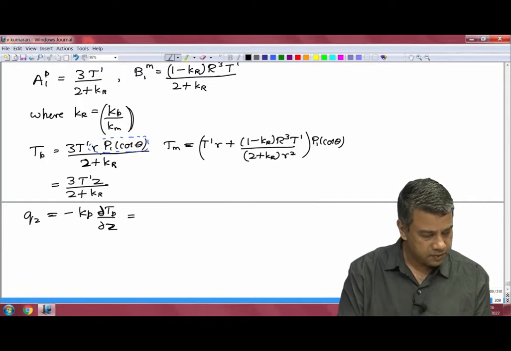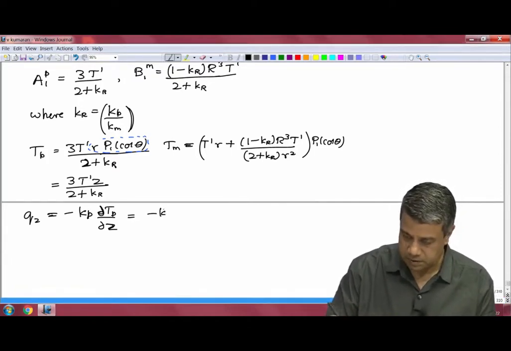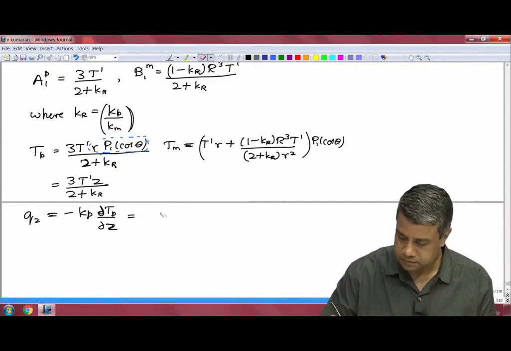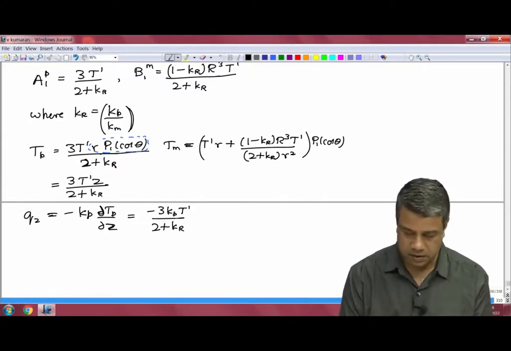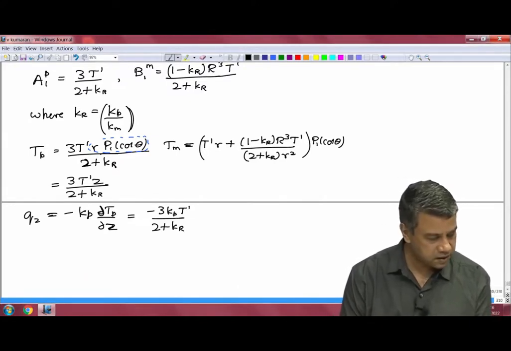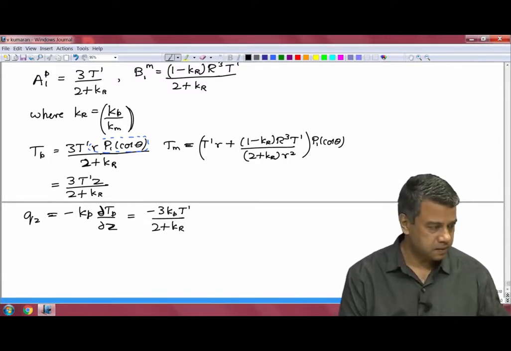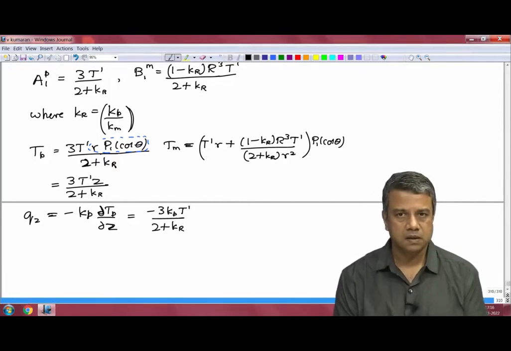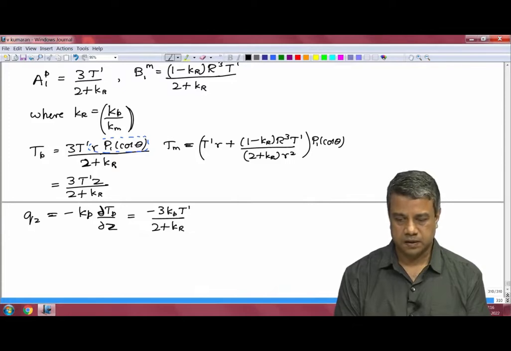Okay, so, therefore, the heat flux is equal to minus Kp times that, and that is the heat flux within the particle. As you can see, that is independent of position within the particle. So, let me just summarize what we have done so far.